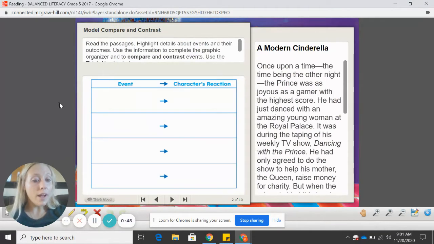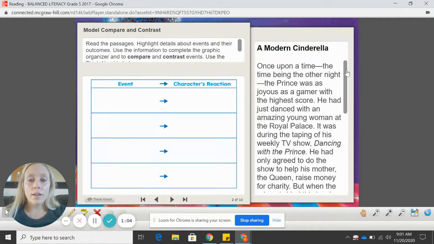Okay, so if you look at our graphic organizer here, we have an event and then the character's reaction. So on this side, we'll be putting an event that happened and what the character's reaction is on this side. So I'm going to read this section to you, so please follow along while I read.